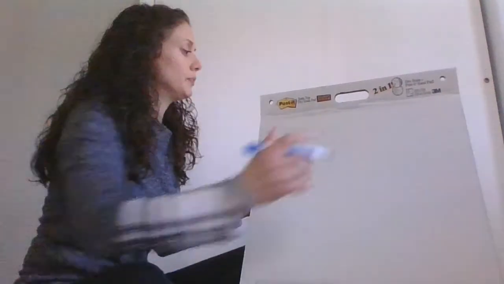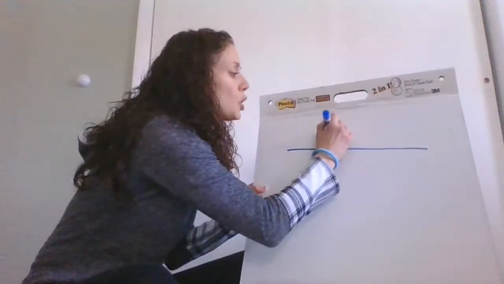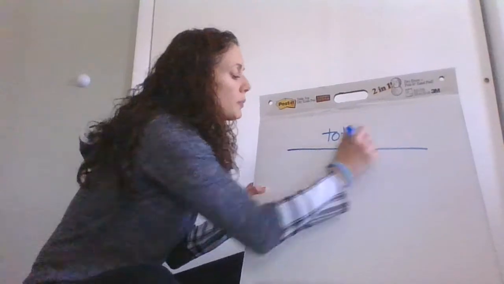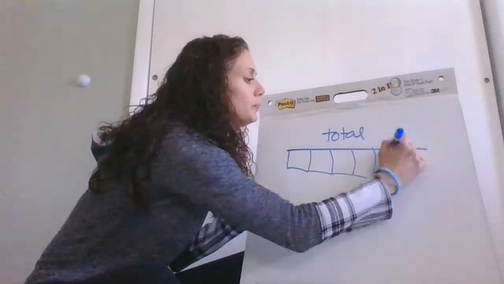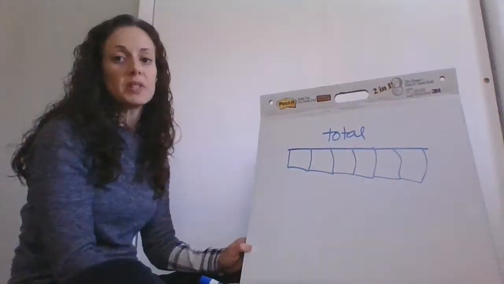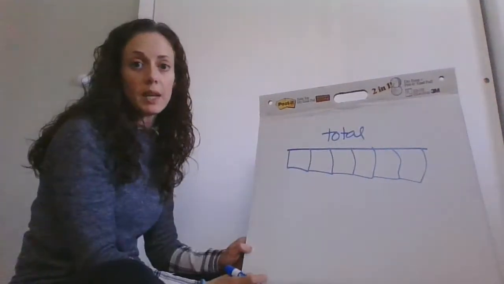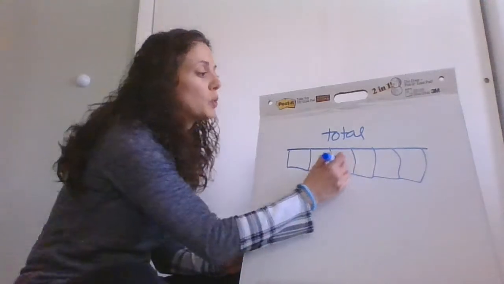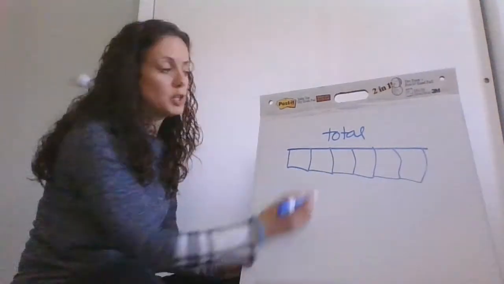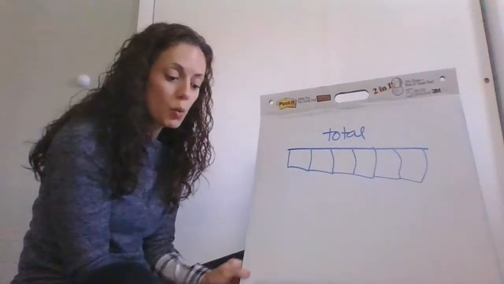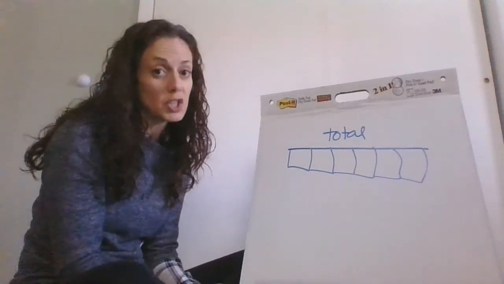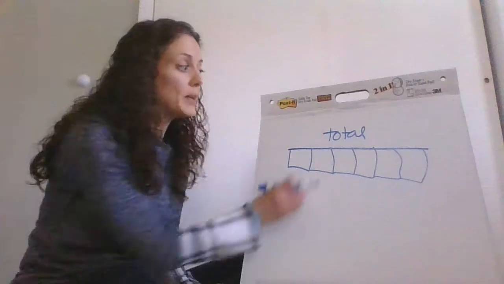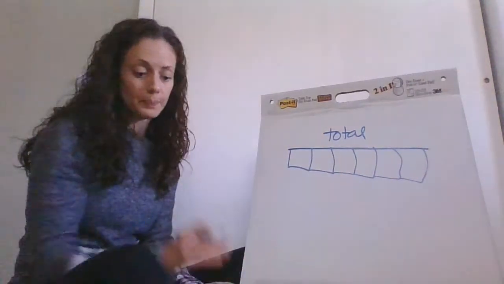bar diagram, right? There's a total number on the top, and then you'll see there's boxes down below. What that's showing you is that there is a total number of something being split into equal parts. Each of these is the same. So when we're taking a total and splitting it into equal parts, we have to use division to find out how many are in each equal part.